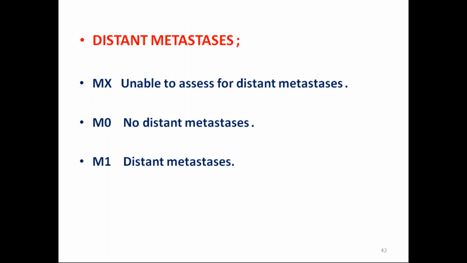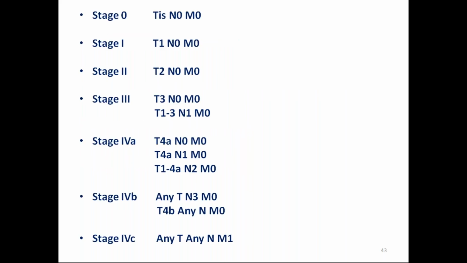Distant metastasis. M1 is called distant metastasis. If more than one group of lymph nodes is involved, it is called distant metastasis.